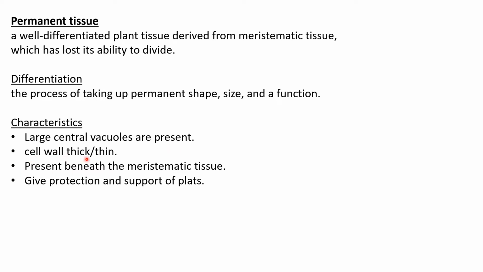Cell wall thick or thin, both types we can see in case of permanent tissue. Present beneath the meristematic tissue. As we know, permanent tissues are derived from the meristematic tissue, so it is present beneath the meristematic tissue. It gives protection and support to a plant.